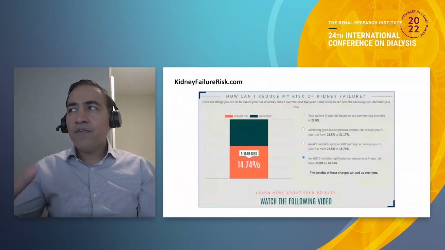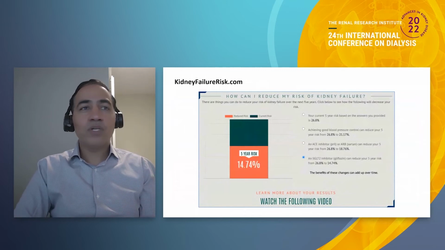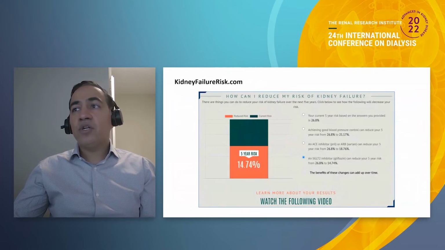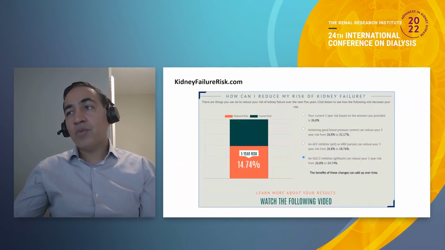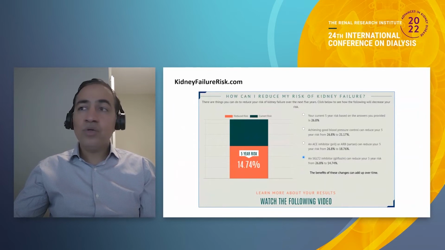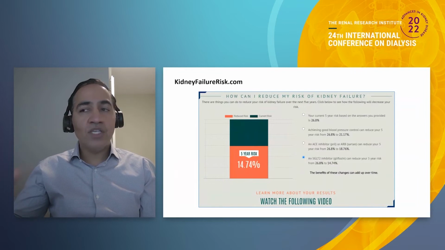On our site, a very practical implementation tip. You can enter in your patient's risk, and this patient's hypothetical risk is 26.8%, and you can show them that their current risk is 26.8, but if they could get good blood pressure control, it could drop to 21.2. If they take a RAS inhibitor or a sartan, so ACE inhibitor or ARB, it can drop to 18.8. And if they take an SGLT2 inhibitor, it can drop from 26.8 to 14.7, and the benefit of these changes can add up over time.